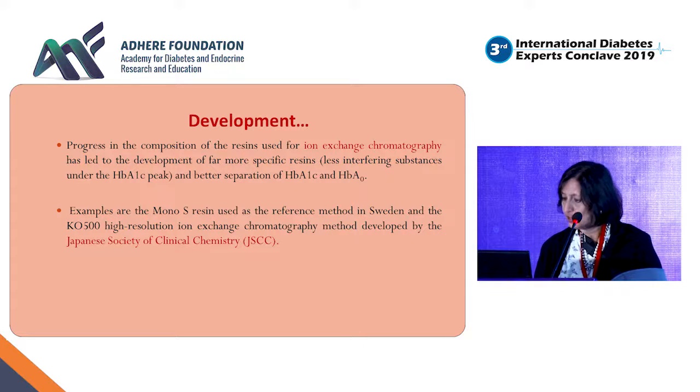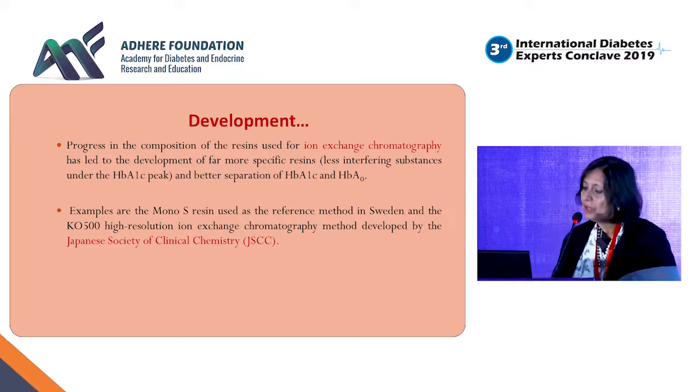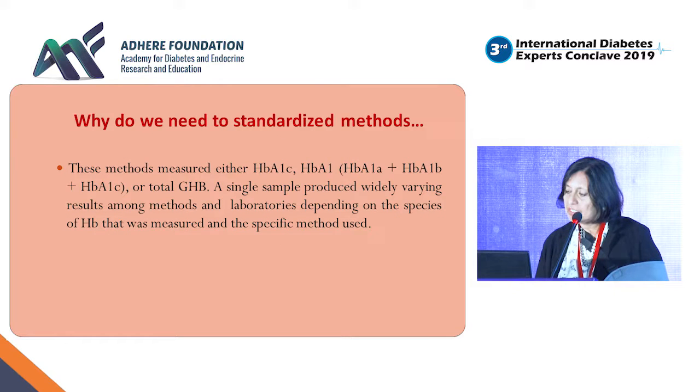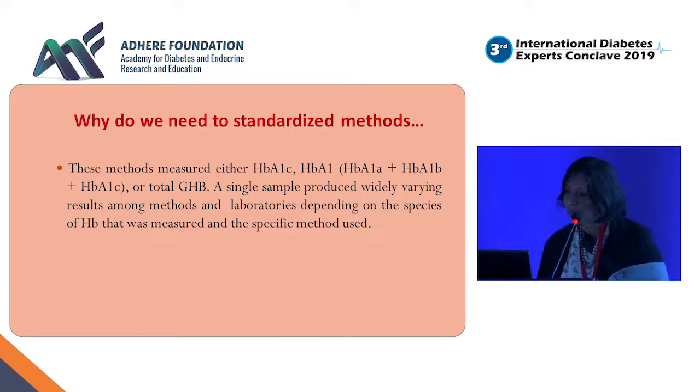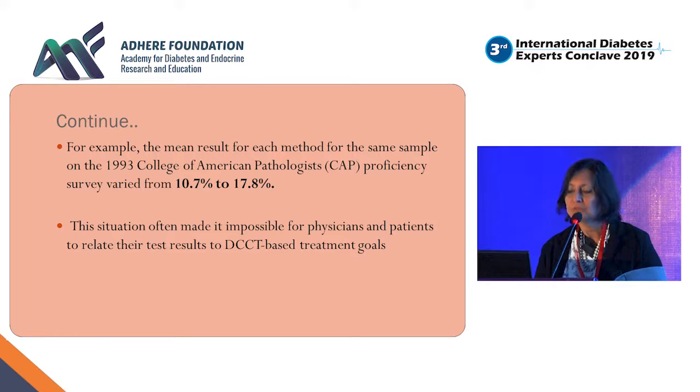However, I will show you a slide where either HbA1c, HbA1, that is A1A, B, C, or total GHB, a single sample produced widely varying results among methods of laboratories, and hence it became very diffuse, confusing for the clinicians to treat a patient. For example, the mean result for each method for the CAP approved laboratories proficiency survey varied from 10.7% to 17.8%.